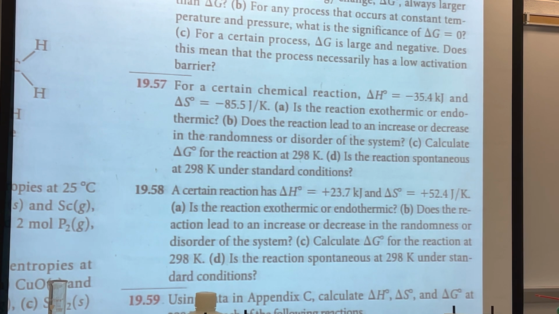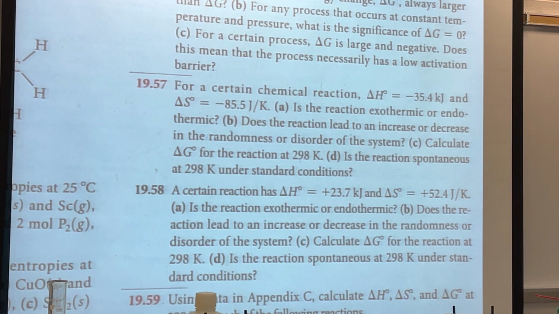So that's driving. But this one is a decrease in delta S. So what does that change? Is that favorable or unfavorable? Unfavorable. So if this reaction is spontaneous, what's the only thing that can drive it? This would be an energy-driven reaction.